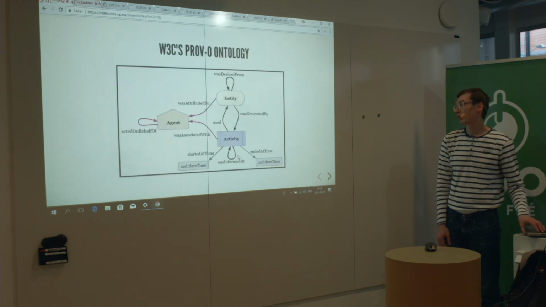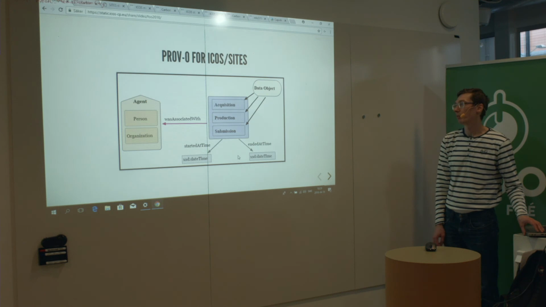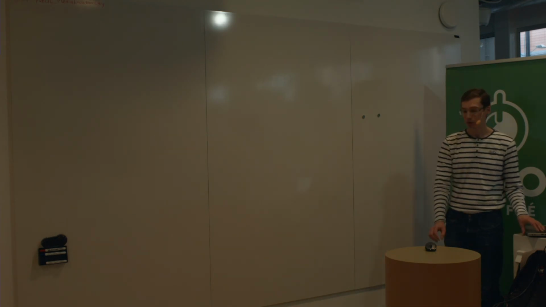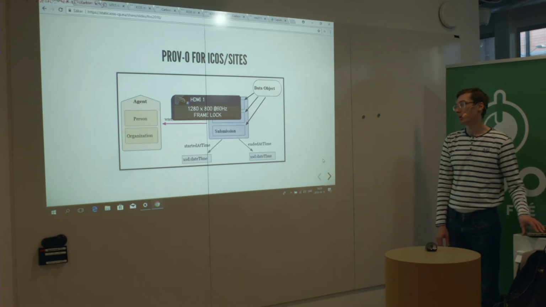We have a couple of other examples about provenance and how it is modeled. Basically, here we can only say that we care about three things at the moment: when the data object was acquired, how it was produced if it was a result of a production, and when it was submitted, and its date, time, and who did it.